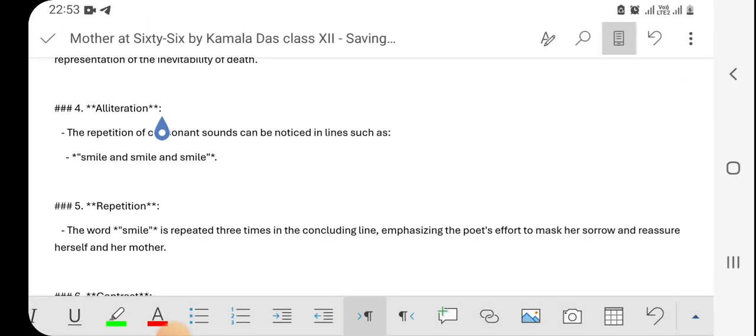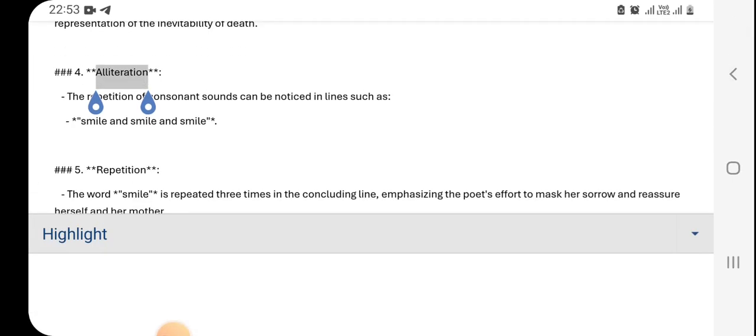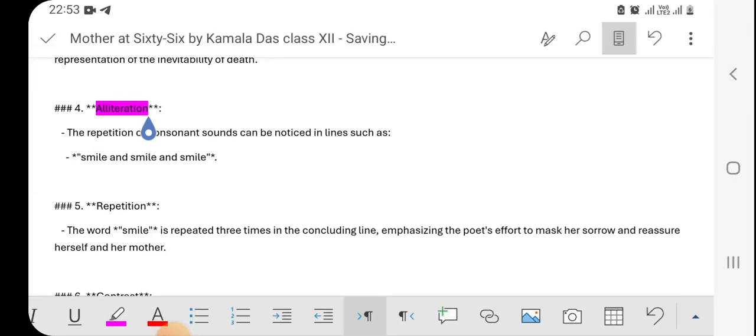What is alliteration? Alliteration is basically the repetition of consonant sounds that can be noticed in lines or in the beginning of words. So when the same consonant sounds are repeated in the very beginning of words, it is called alliteration. An easy poetic device that we must understand.